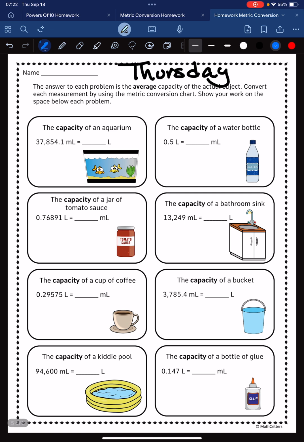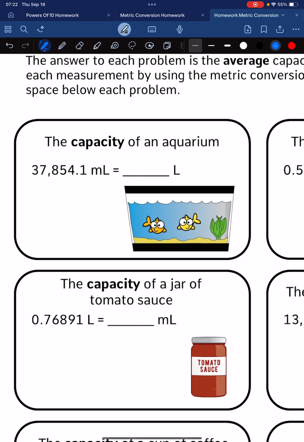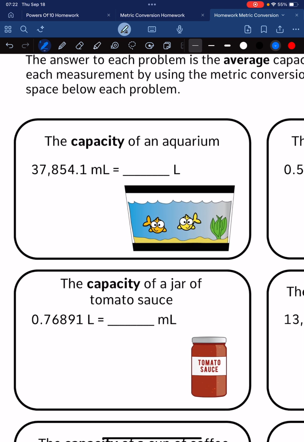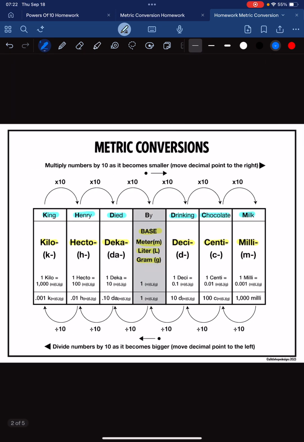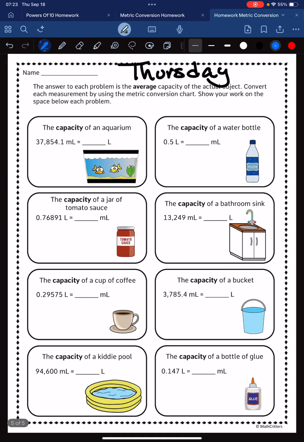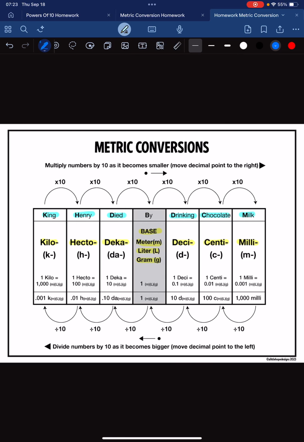Once again, same mindset. We're just changing the base. It's the same method, okay? So the capacity of an aquarium is 37,854 and 1/10 of a milliliter, okay? And we're changing that to liters. So if I go back to my handy dandy notebook, if I am going from, I can't remember what it was. Oh, milliliters to liters. So if I'm going from milliliters right here to liters, 1, 2, 3, right? Liters are right there for me. Beautiful. That means I would be dividing by 10 to the third power because I went 1, 2, 3.